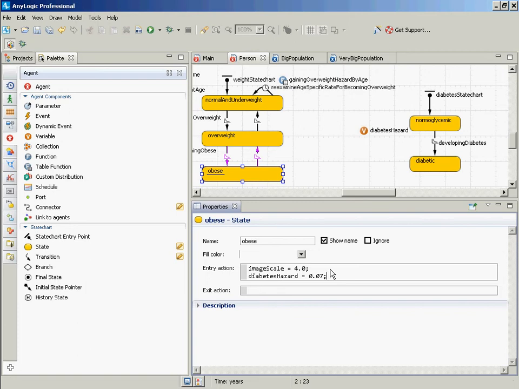I'm tempted to show you another model which captures it, but why don't we capture it here?